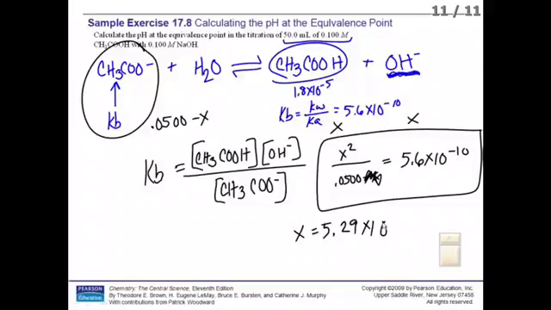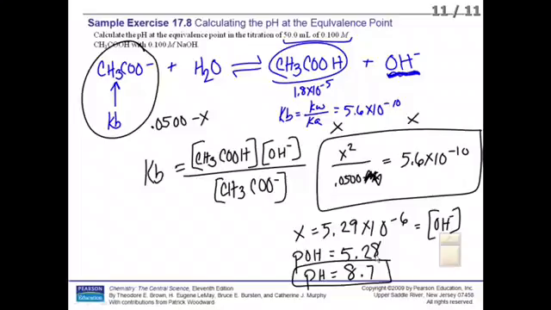Looks like x is equal to 5.29 times 10 to the negative 6, and that's your OH concentration. So be careful, they want you to get to the pH. So I'm going to figure out pOH by taking the negative log of that answer. I get 5.28-ish. Now to figure out pH, just take 14 minus that answer. I get about 8.7-ish. Let me check my answer. Woohoo! It says the answer is 8.72. I got 8.72 if you want to be technical.